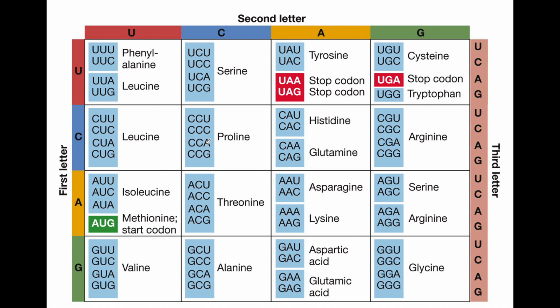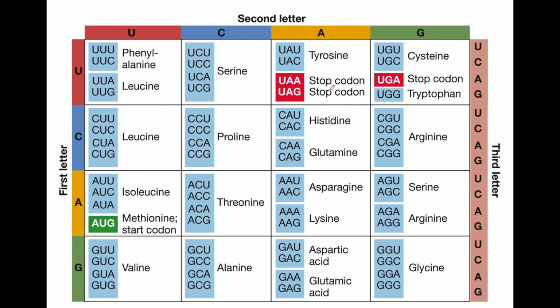But there is one you might need to memorize, and that's the start codon. So AUG is the start codon. It says start translation here, start building the protein. And it does also code for an amino acid. It codes for methionine. So that's the start codon.